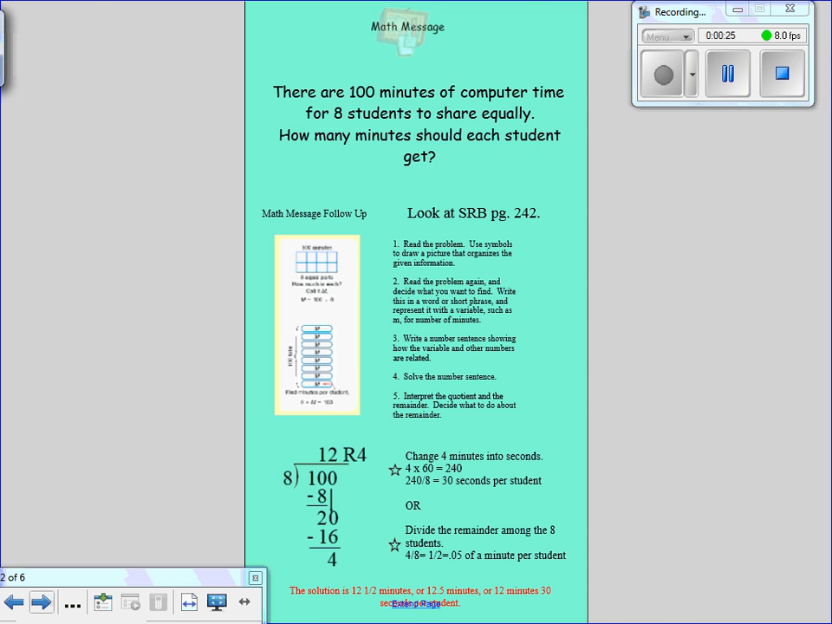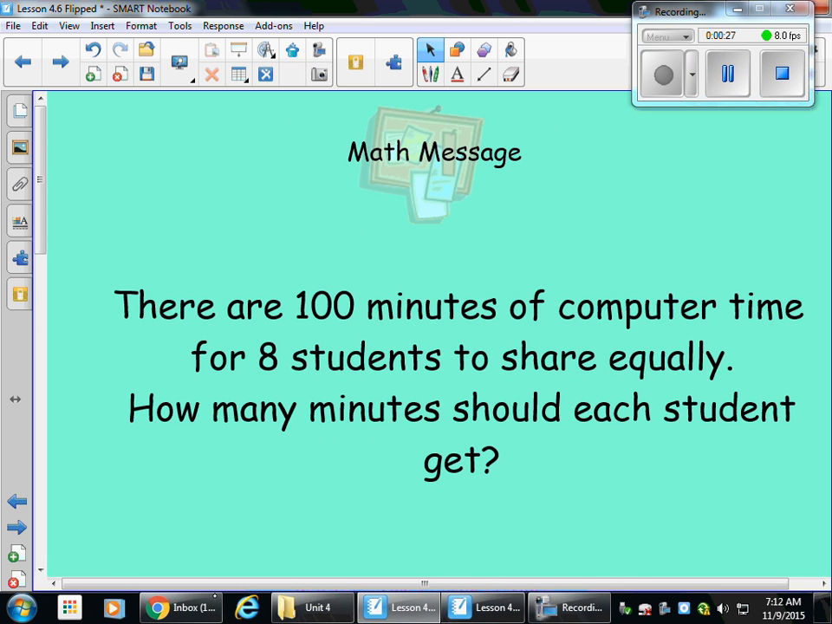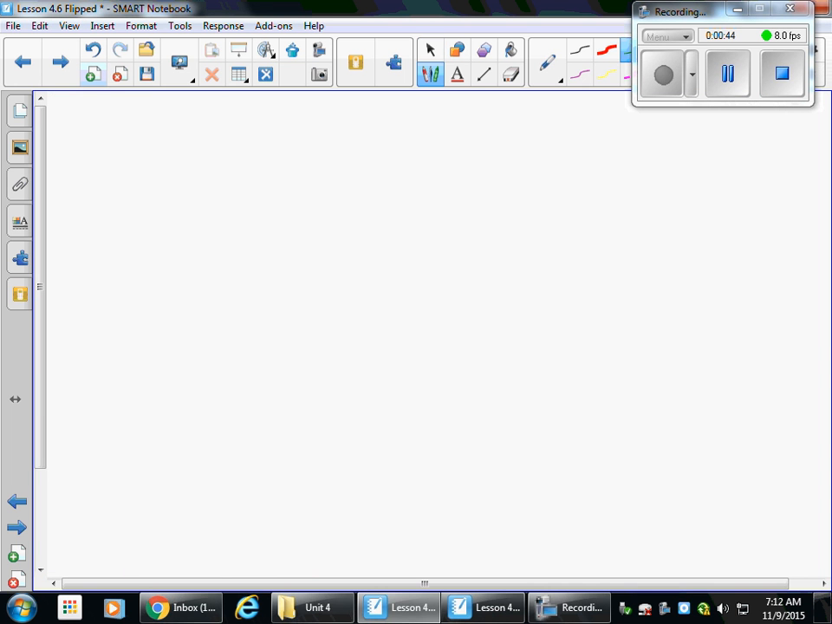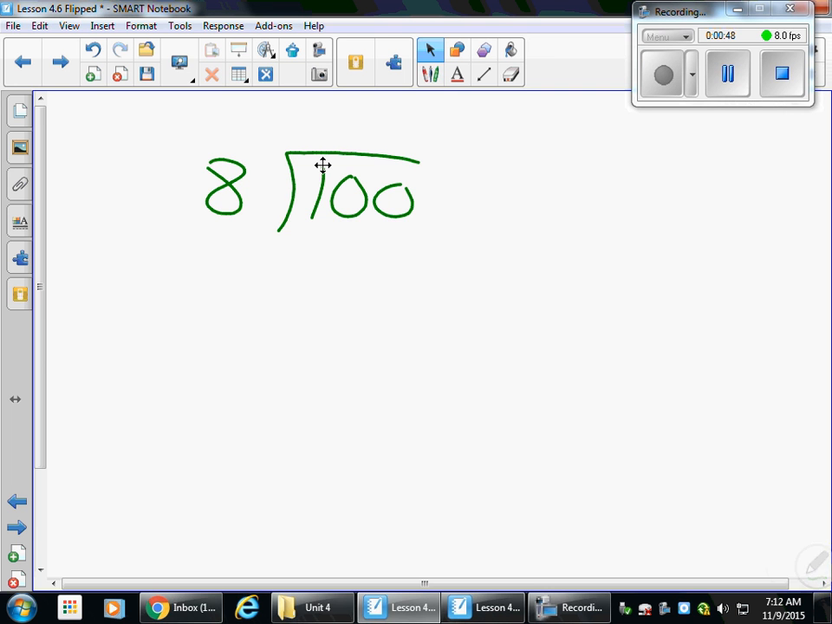Very first problem here. There are 100 minutes of computer time for 8 students to share equally. How many minutes should each student get? So we're dealing with minutes here. We have 100 minutes to work with. We have 8 students. We have to divide. So we're going to take 100 and divide it by 8. There's 100 minutes to work with, there's 8 students.